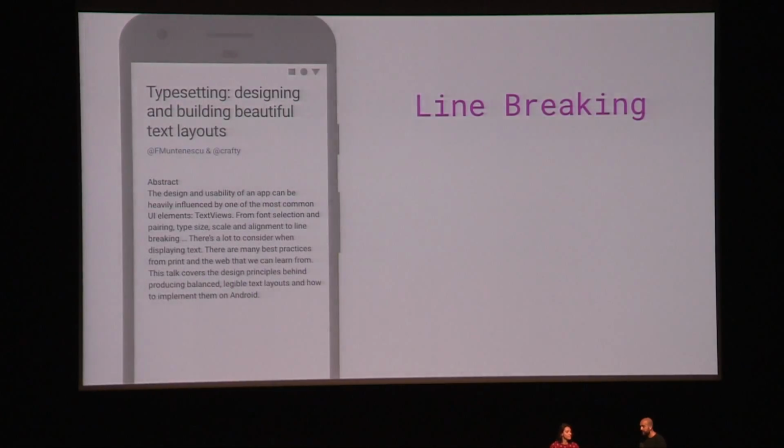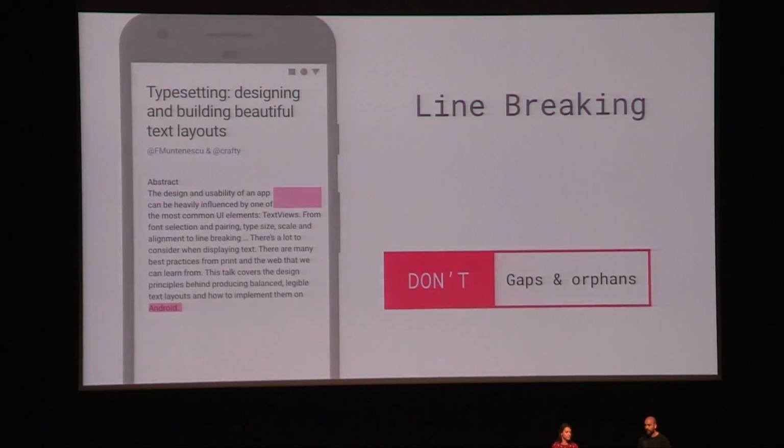And the last thing I want to talk about is line breaking. The things you want to watch out for here are unsightly gaps. In this example, I've highlighted areas where you have these big gaps, or what we call orphans, which is a word on its own line like this. Again, this makes it harder for the eye to scan across when you don't have a regular rhythm to it. So you want to avoid these kinds of problems.